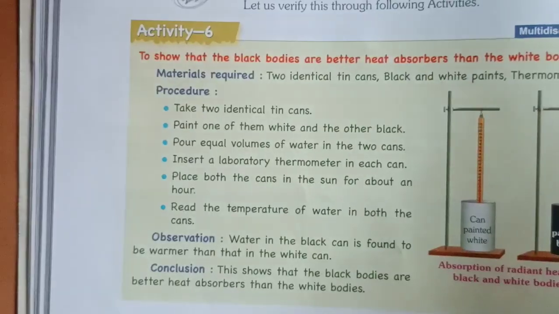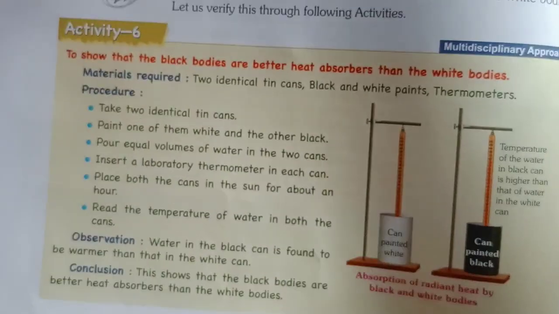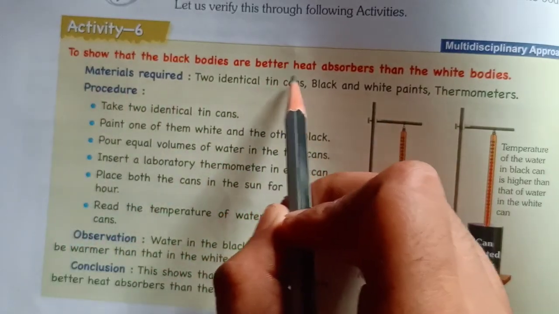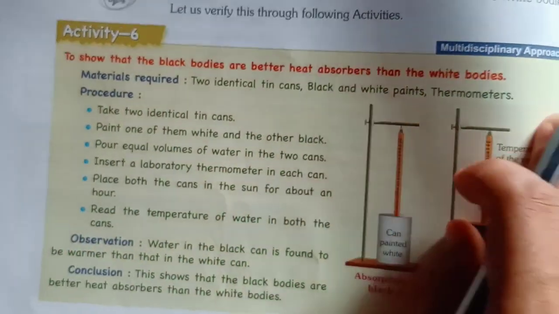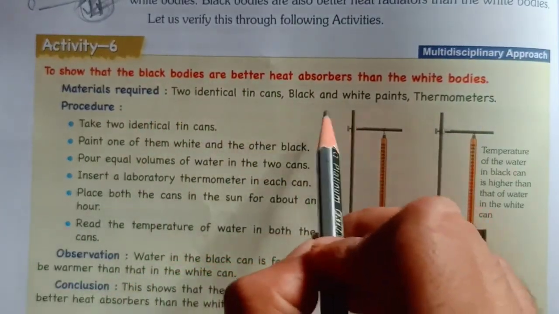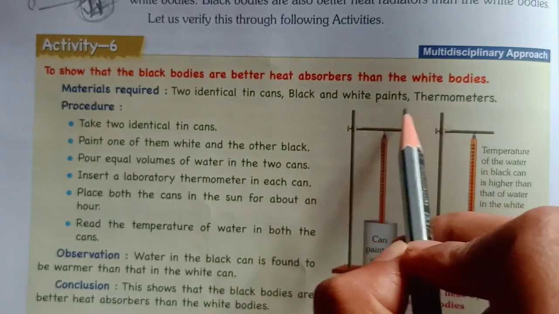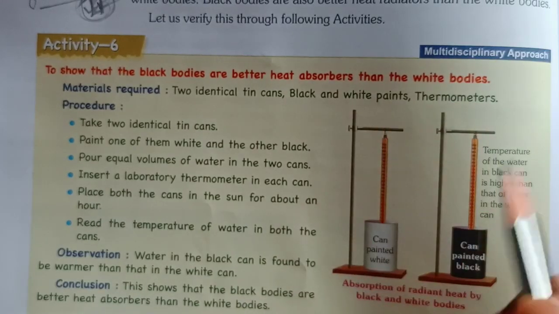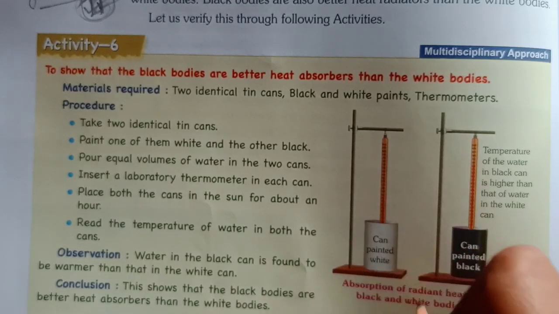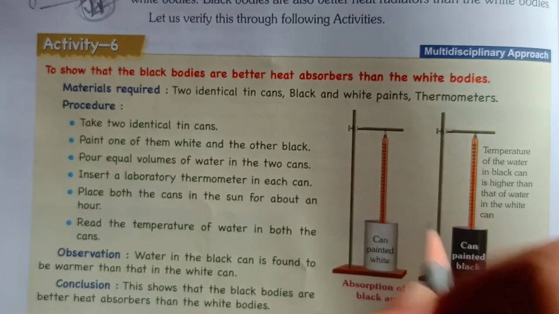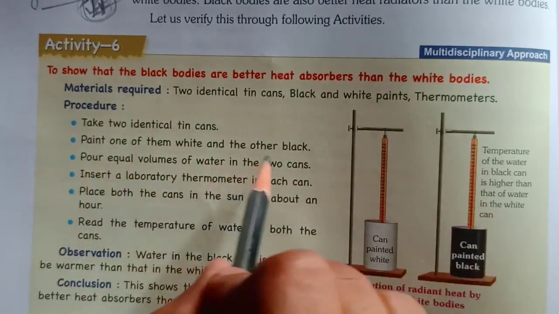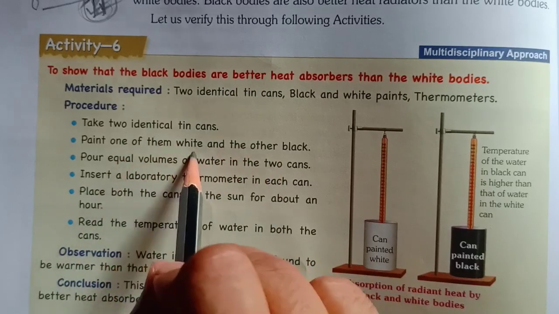Now we will learn about the black body and white body through an activity. Activity 6: to show that black bodies are better heat absorbers than white bodies. Materials required: two identical tin cans, black and white paints, thermometers. So these are two identical tin cans. We can see here that this is painted white and this is painted black. Procedure: take two identical tin cans, one painted white and one black.